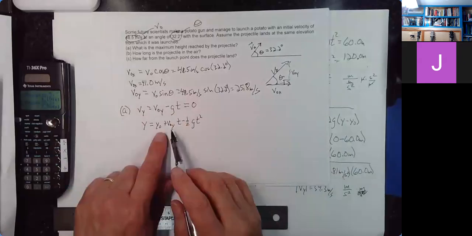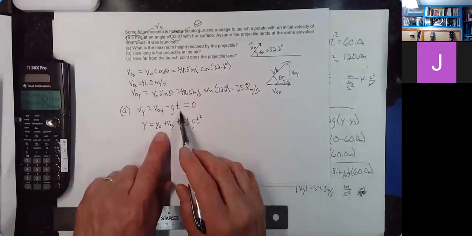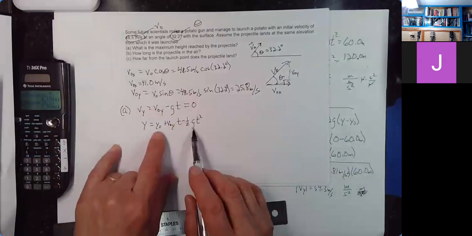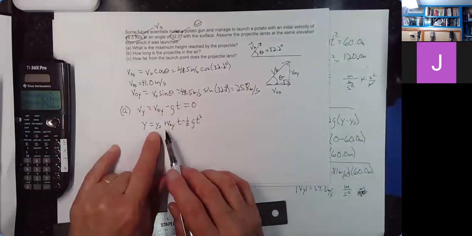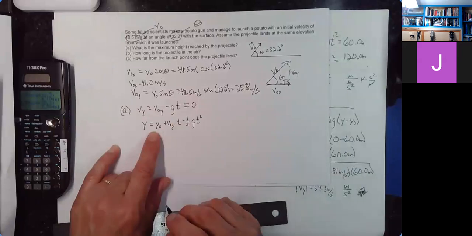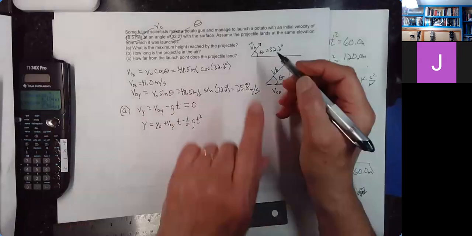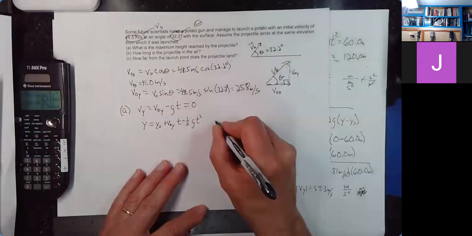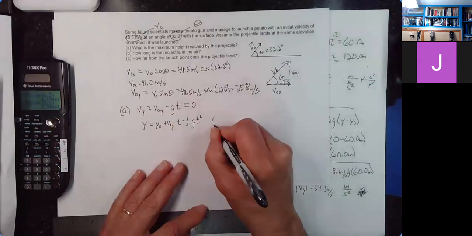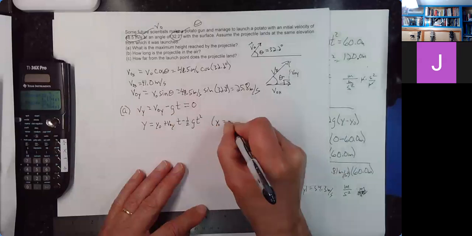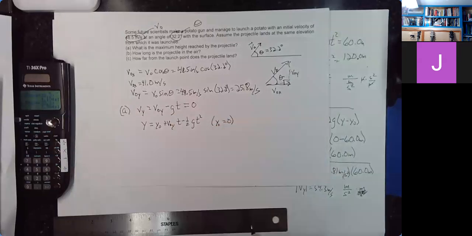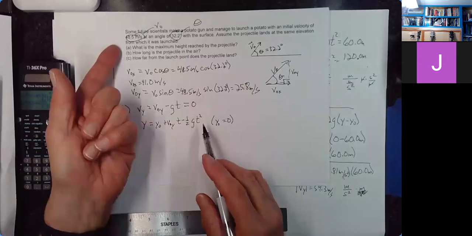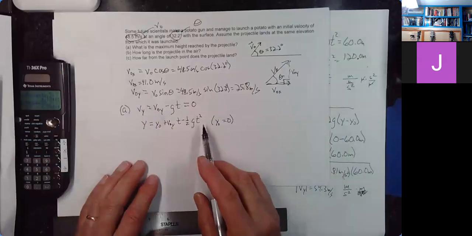If I know the time to reach that high point, which I can figure out from here, I can plug that into this equation. Y naught, I'm going to let be 0. Let the launch point be 0 in both x and y. So, a little note to self here, y naught is equal to 0. Okay, so that's one way that I can figure out the maximum height reached by the projectile.